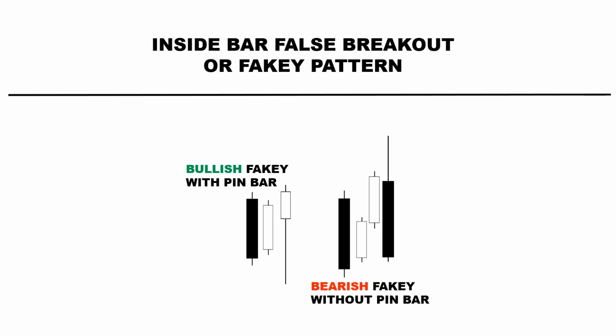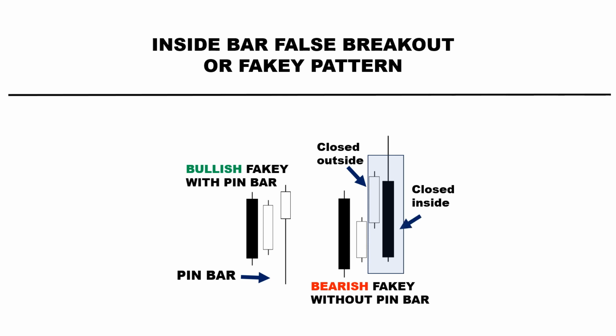Inside bar, plus false breakout, is known as a fakie pattern. A pin bar may or may not serve as the false break bar in a fakie pattern. The false break bar could also be a two-bar pattern, with the first bar closing outside the mother bar, or inside the range, and the second bar completing the break by closing back inside the range.